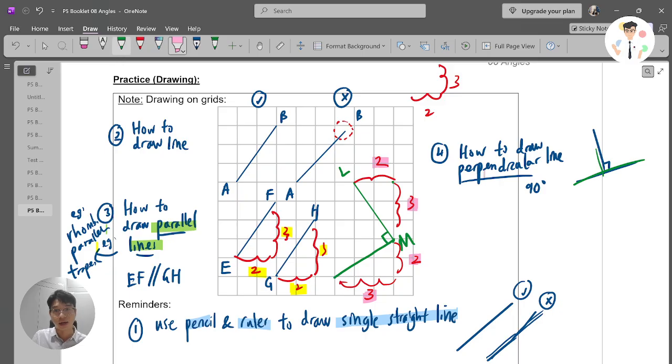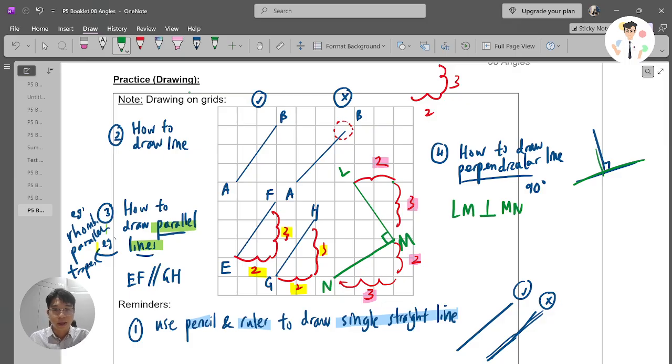Okay? And how you're supposed to write this? This is N. So it will be LM is perpendicular to MN. And that will be what you're supposed to draw. Okay, so just a few tips here, 1, 2, 3, 4 on how you draw properly on grids. And I hope this actually helps you as you're trying out some of the questions in the next few questions.